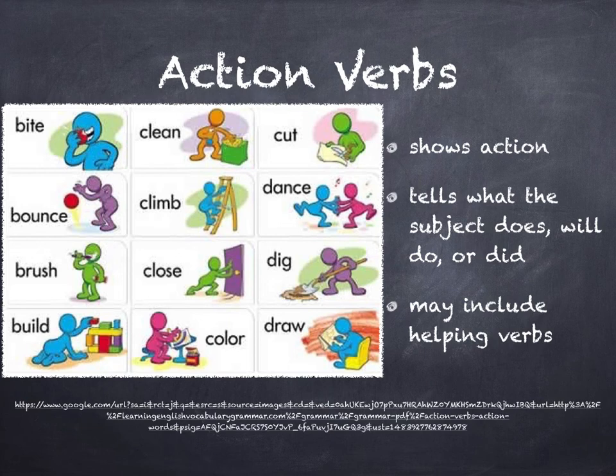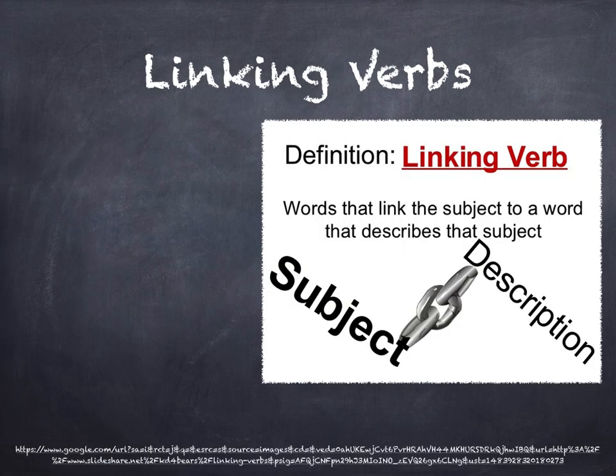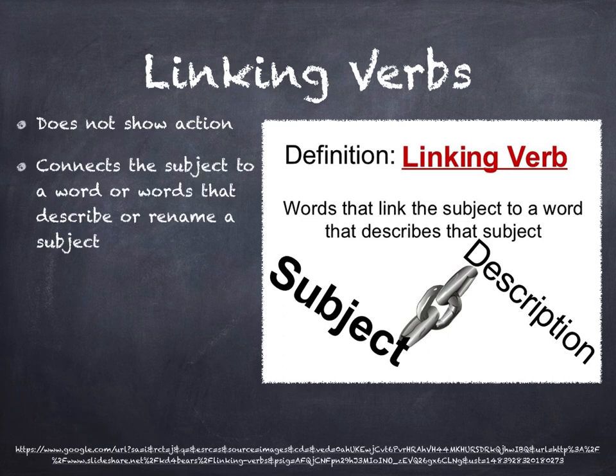So all of these words that are in the picture, they tell what the subject does, or what they will do, or what they did do, so it's giving action to them. The other type of verb that we have would be the linking verb, and the definition of a linking verb are words that link the subject to a word that describes the subject. So linking verbs do not show action, and that's why they're different. They don't really show an action, but they are connecting something at the beginning of the sentence, the subject, to the words that either describe it or might rename the subject.